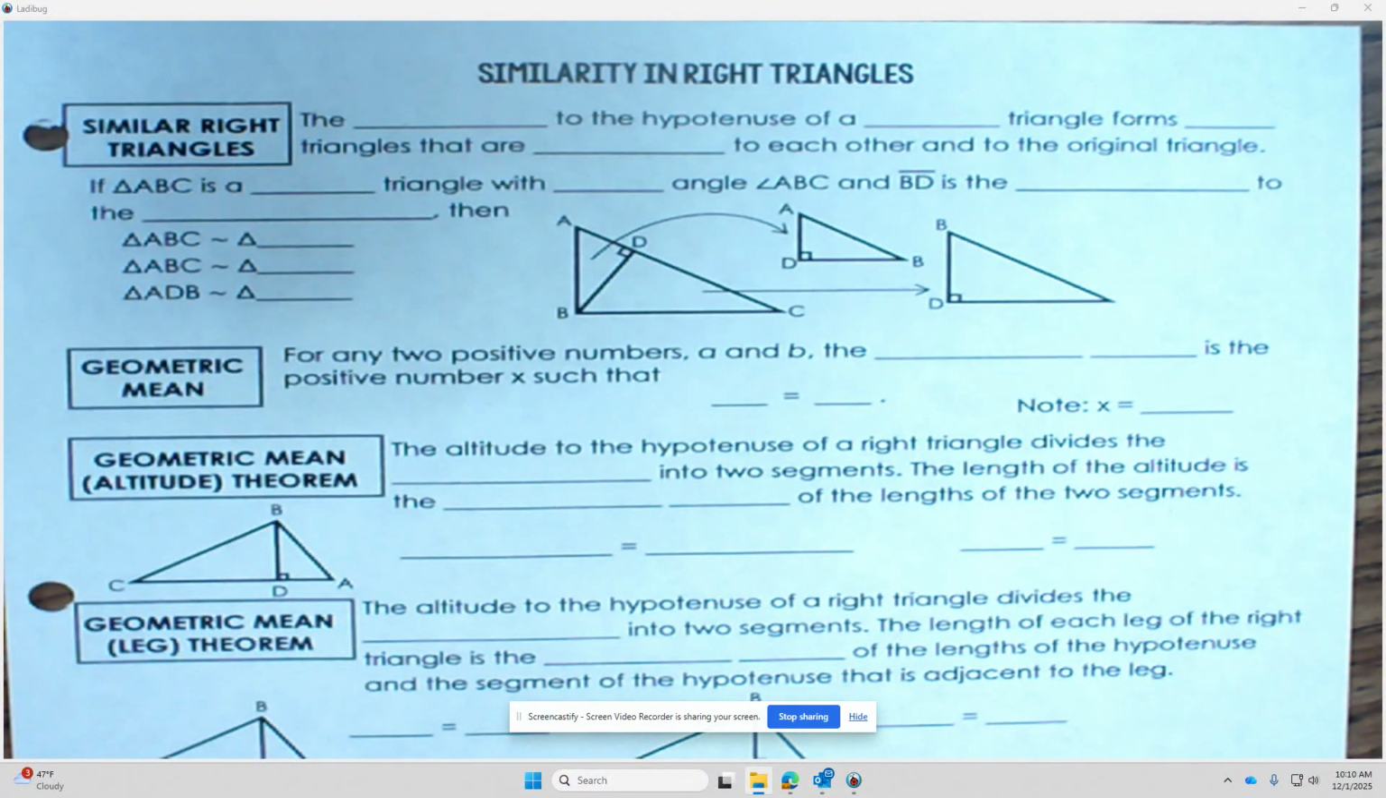Guys, today we are going to be learning about similarity in right triangles. Right triangles have a couple of really neat things that we can do to solve for missing parts that we're going to talk about today.